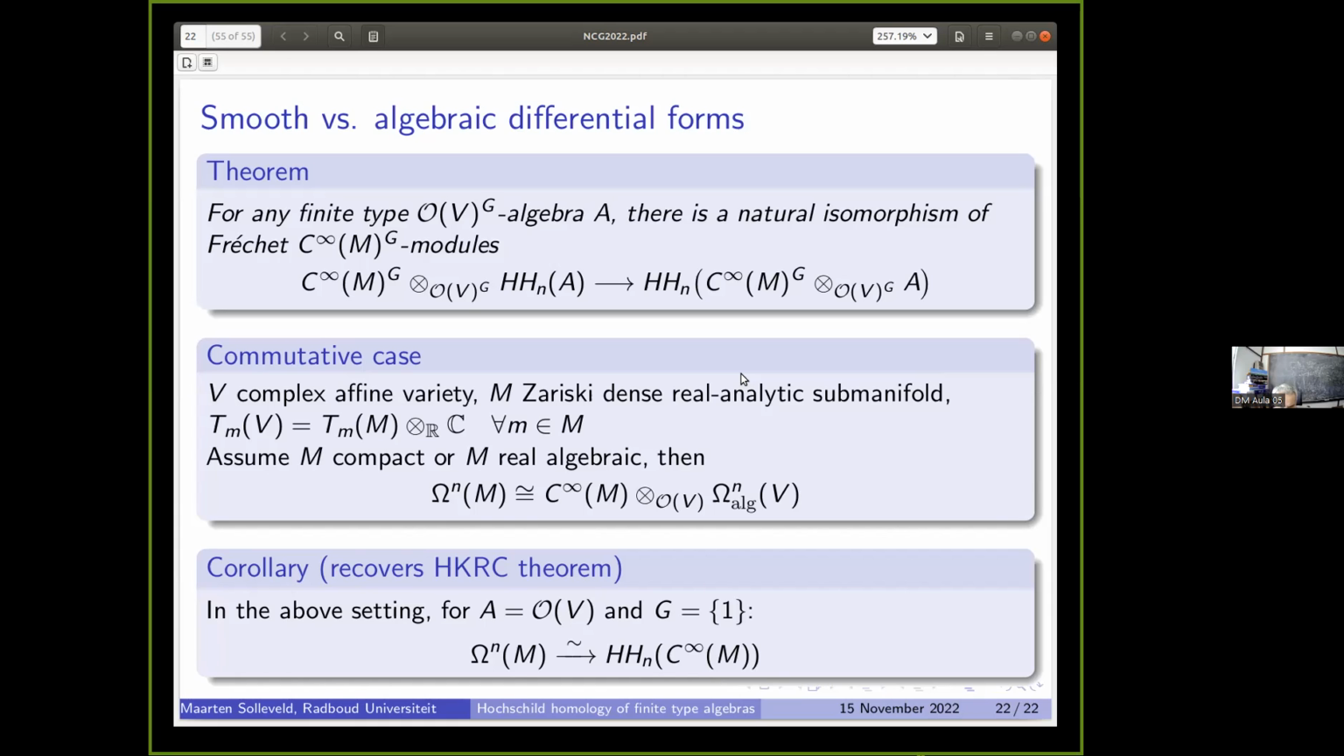So here, there's a question from the audience. Devarshi asks, is it plausible that the bimodule connection on OB extends to one on C infinity of M? This I don't know. Sorry, I'm not sufficiently familiar with that, I'm afraid. I don't know. Sorry.